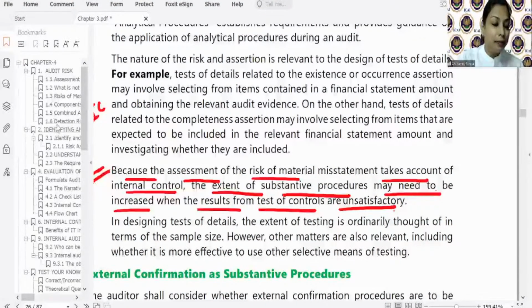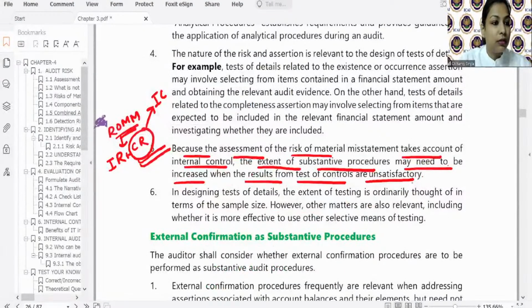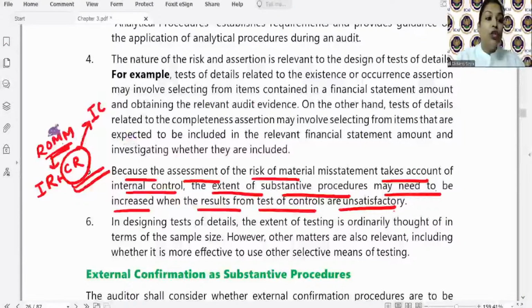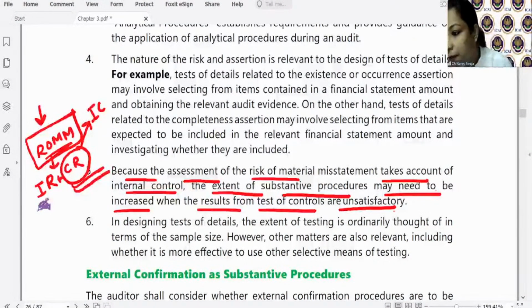So let's say the auditor has assessed that the risk of material misstatement is less. When he tested the internal control by performing test of control, he found that internal controls are actually not operating effectively. So what will he do? He will obviously increase his substantive procedure. He will increase his level of checking of the financial statements. Okay. That music is not coming now. That's good.